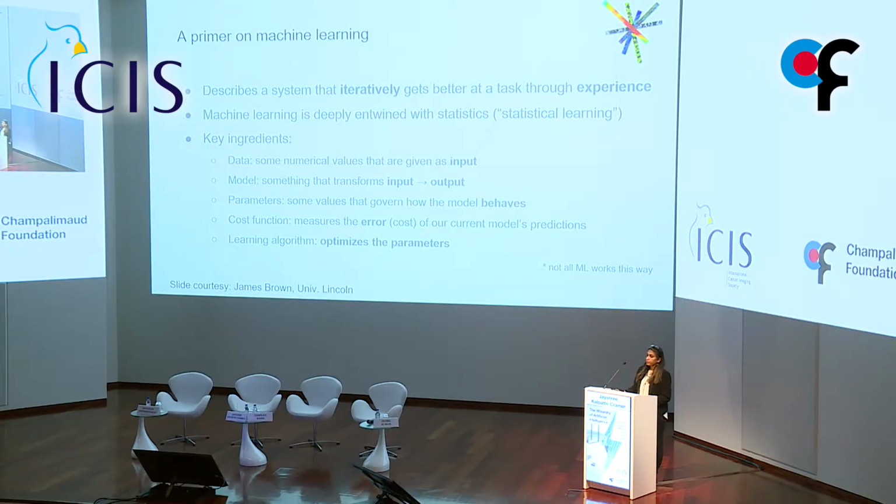We have data that goes in. We have a model that transforms the input into the output. We have some model parameters that essentially say what the model does. We often try to minimize a cost function that is the difference between the correct answer that we want and something that the model predicts. And then the algorithm is something that optimizes these parameters.